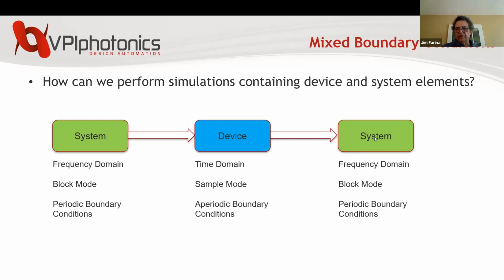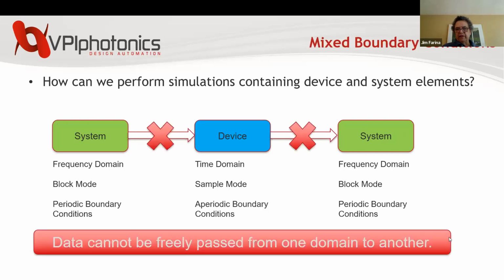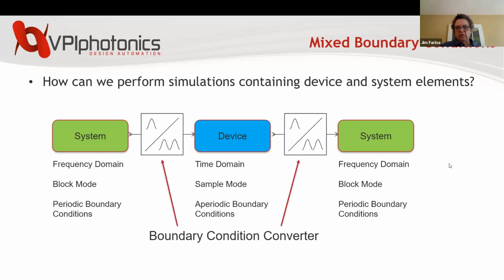And then you're going to go to the rest of the system. It could contain fiber and amplifiers and DSP and anything else you want. The problem is that you can't transfer data between these domains. You're going from periodic boundary conditions to aperiodic boundary conditions, and that's a problem. So you need something in order to solve that problem. We have a convenient module called the boundary condition converter. So you're in the system here, in periodic boundary conditions. You go through the boundary condition converter, change it to aperiodic boundary conditions. So now you're okay with the device modeling, and then you come out and go back to periodic boundary conditions and finish off the system.